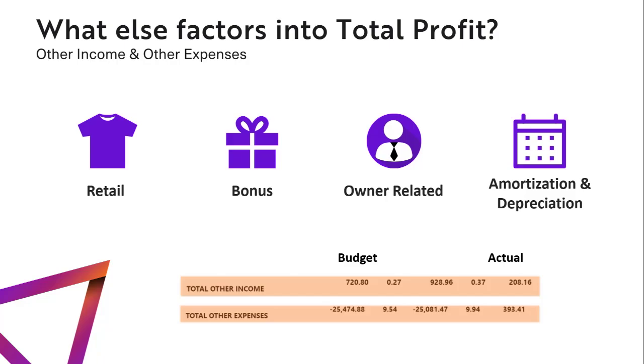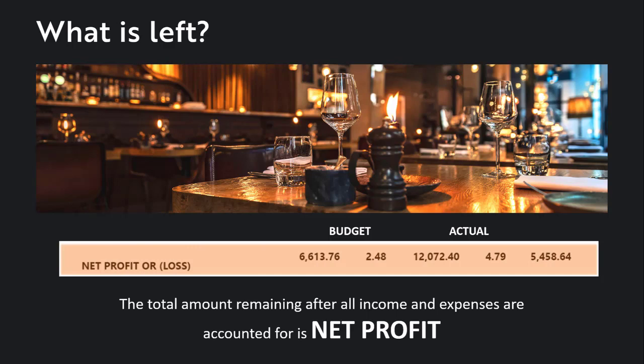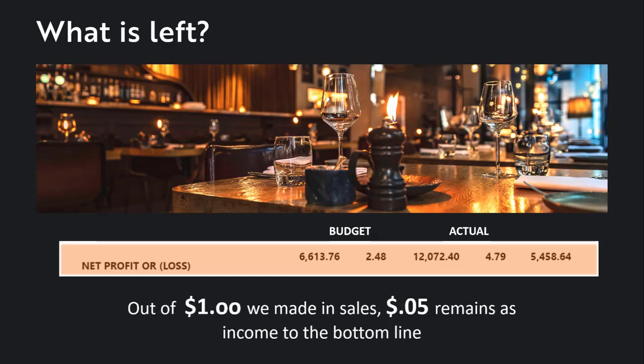So going back to our breakdown of $1, we've used about 10% of our dollar, which is 10 cents. Now the total amount remaining after all income and expenses are accounted for is our net profit. Out of the $1 we had in sales, 5 cents remains as our net profit to the bottom line, which equals 5%.